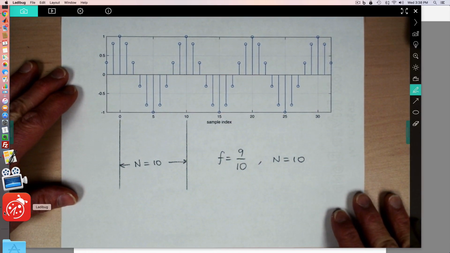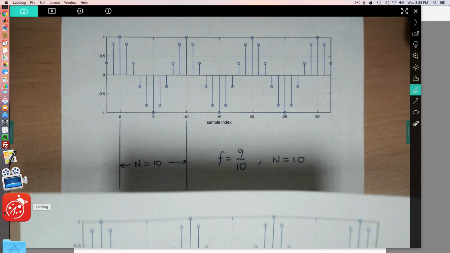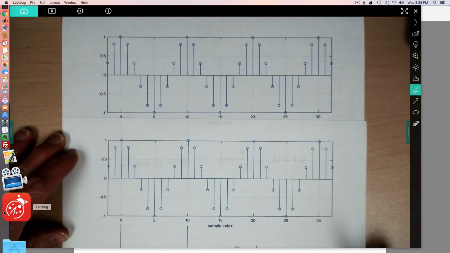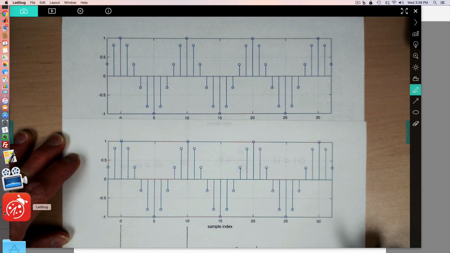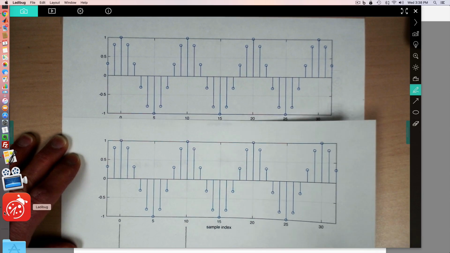Let's look at another example. In this example, I have the frequency 9/10. Again, that's a rational number, so we would expect this to be periodic, and it is. The period is 10, and this is the sequence that you get. You might be a little bit curious about this because it looks strangely familiar to us. That's the same sequence that we saw with the frequency of 1/10. And we'll get to the bottom of that mystery later.